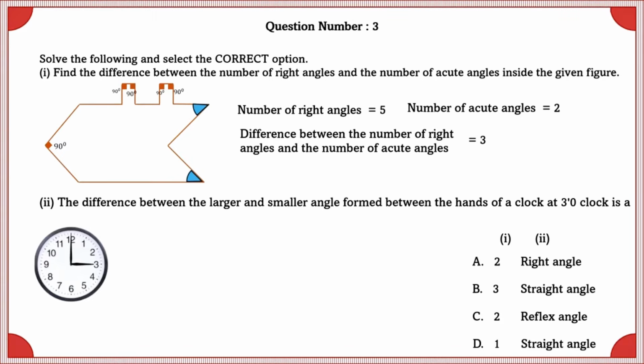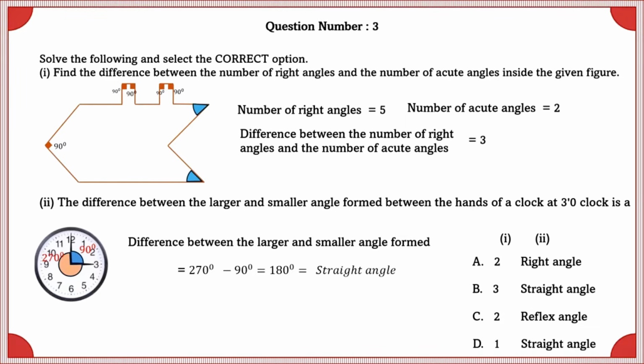Second one, the difference between the larger and smaller angle formed between the hands of a clock at 3 o'clock. The difference between the larger and smaller angle formed is 180 degrees, which is a straight angle.